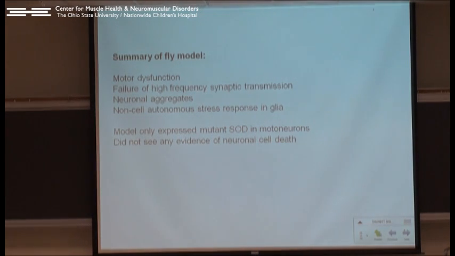So just to summarize this, the flies are showing motor dysfunction. You aren't seeing any decrease in survival of the animal. You see the failure of high-frequency synaptic transmission in those two muscle groups that they analyzed. You see neuronal aggregates, and then a non-cell autonomous stress response in glia. The caveat being that the model only expressed mutant SOD in motor neurons, so it wasn't expressed endogenously, where endogenous SOD is expressed in all cell types. And they did not see any evidence of neuronal cell death.